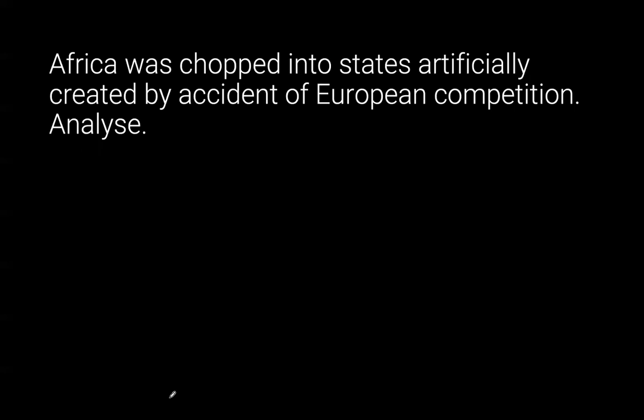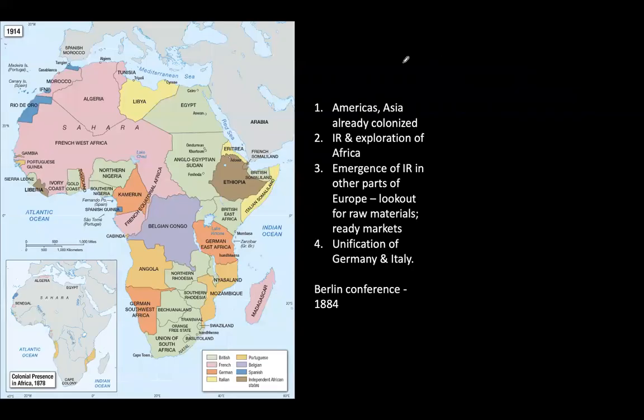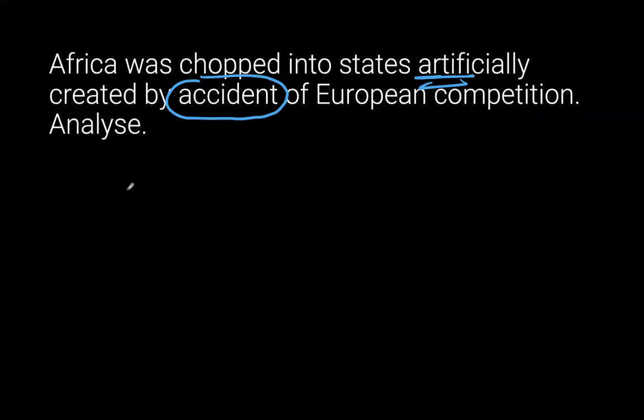Africa was chopped into states artificially created by accident of European competition. We all know Africa was artificially created. You see the map, straight lines, not possible. So naturally, it is about the partition of Africa. That is the theme. And it is asking us about the cause of this partition. But obviously, it is phrased as the accident of European competition. It is asking us about the role of the Europeans, but then accident of European. And now we have to establish what was this accident.